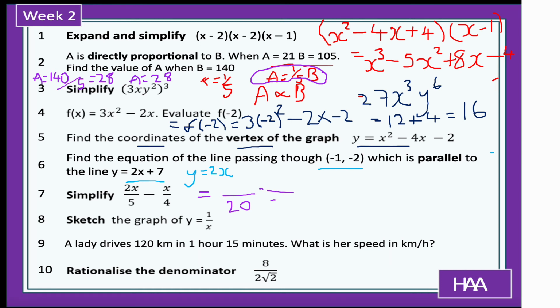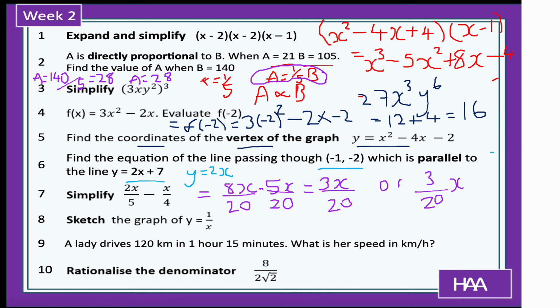Subtract over 20 is equal to over 20. Okay, so cross multiplied: 2 times 4x is 8x, 5 times x is 5x, 8x minus 5x is 3x, so my answer is 3x over 20, or the examiners will accept 3/20 x. Okay, so either way is fine, guys.